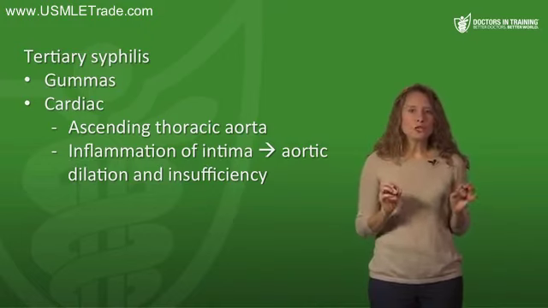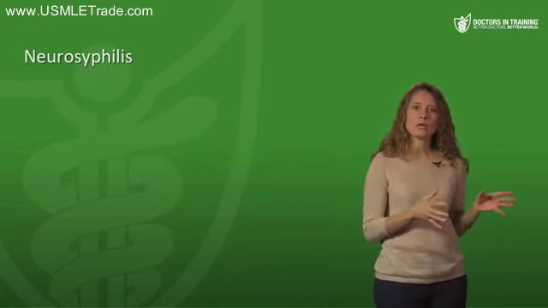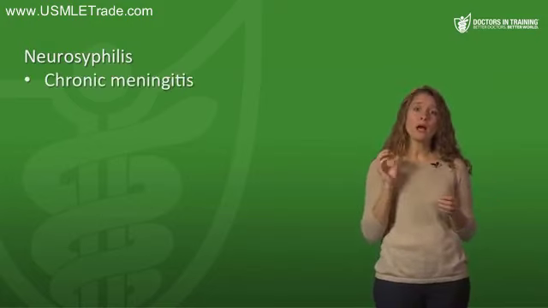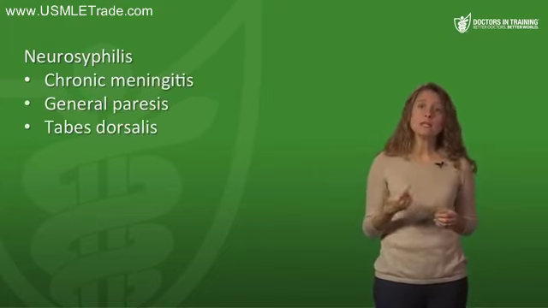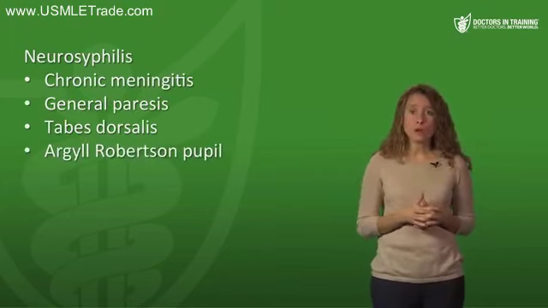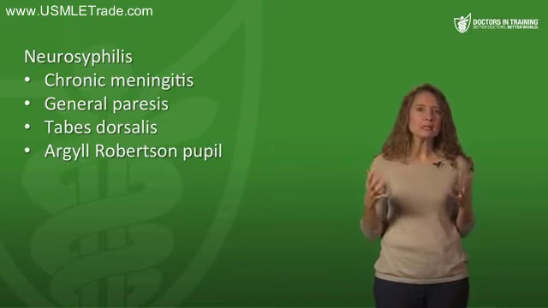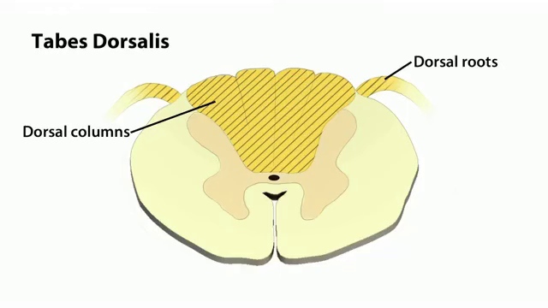Now, the neurological complications of syphilis infection are referred to as neurosyphilis. And one important neurological complication to remember is chronic meningitis. Other important complications to remember include general paresis, tabes dorsalis, and Argyll-Robertson pupil. General paresis is a dementing illness that's associated with late syphilis. Tabes dorsalis is a disease of the posterior dorsal columns of the spinal cord and of the dorsal roots.